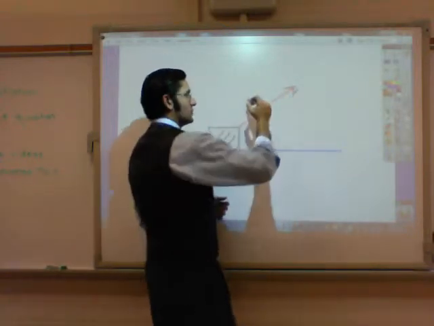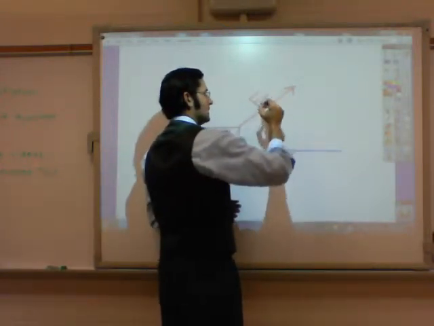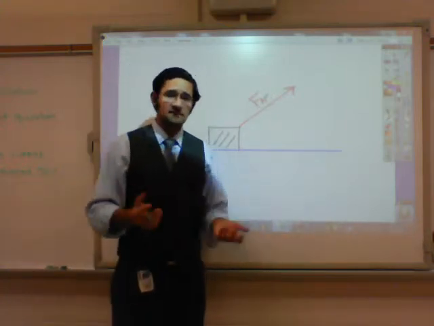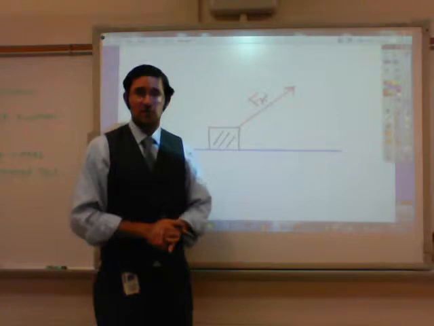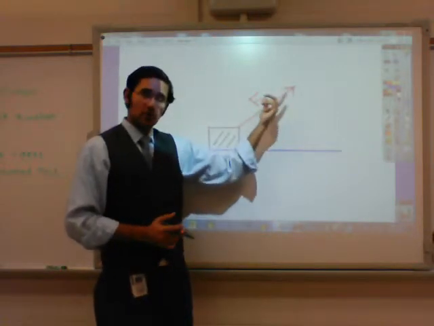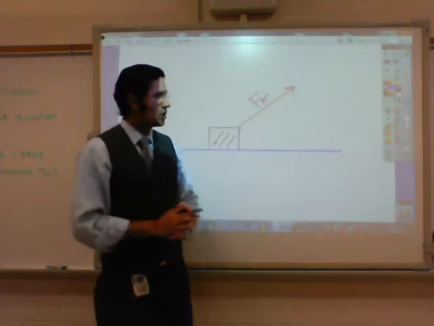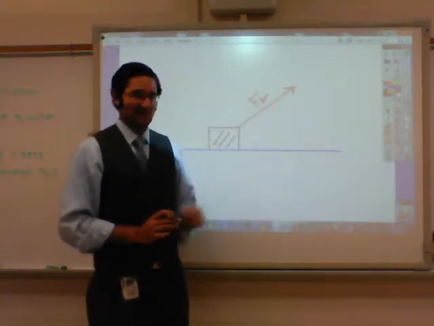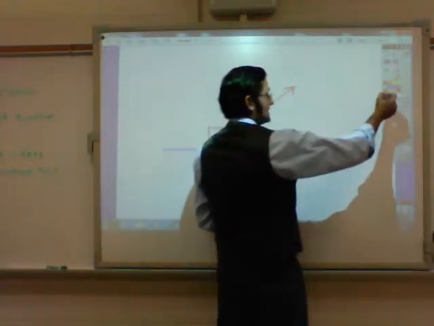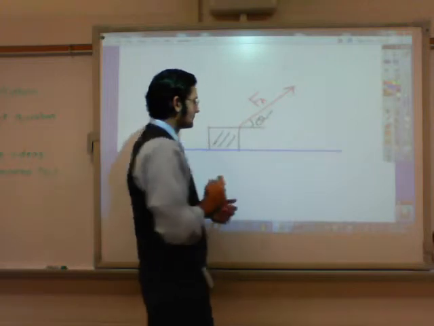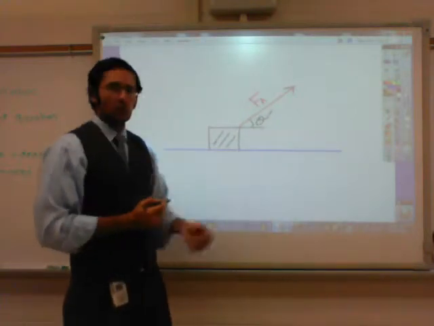We're going to call that force Fa, because it's an applied force. You can call it Ft for tension force, because it's a force that exists in a string or in a rope. You can call it whatever you want to call it. Today I'm just going to call it Fa for applied force. So this is taking place at an angle theta. How does this change our normal force?